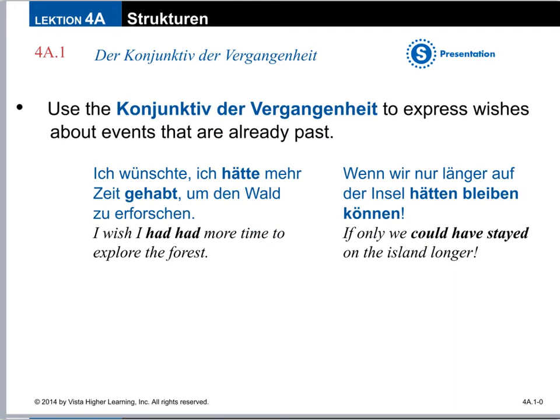So this and the next slide give us some examples of ways that can be useful to use the Konjunktiv der Vergangenheit. One being expressing wishes about events that are already past. So you would use ich wünschte, for example, to say I wish. In this case, ich wünschte, ich hätte mehr Zeit gehabt. I wish I would have had more time. And then I can give a little bit more details. Den Wald zu erforschen, to explore the forest. Ich wünschte, ich hätte mehr Zeit, für die Prüfung zu lernen, to learn or study more for the test.